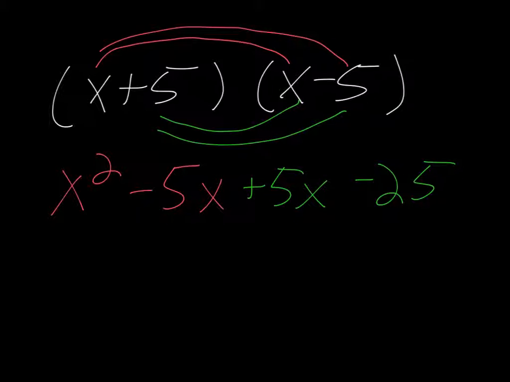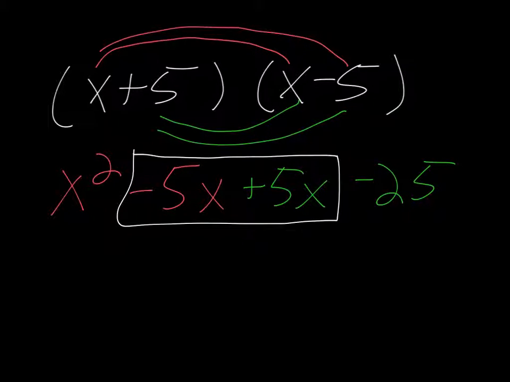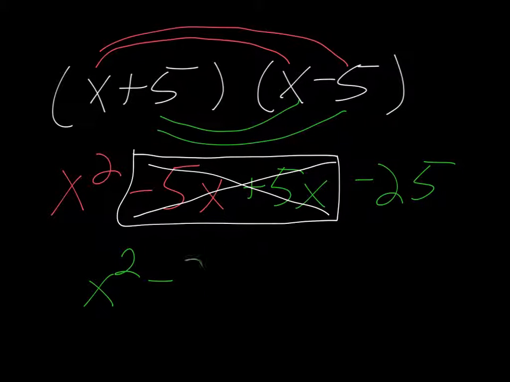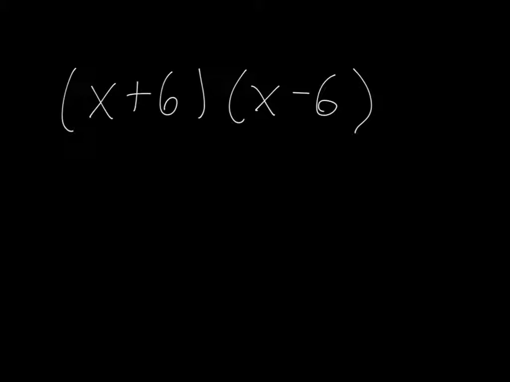And the reason that this is a special case is because when we combine our like terms, we notice that negative 5x and 5x will actually just cancel each other out. So our answer is just simply x squared minus 25. So go ahead and hit pause and try this one out on your own.